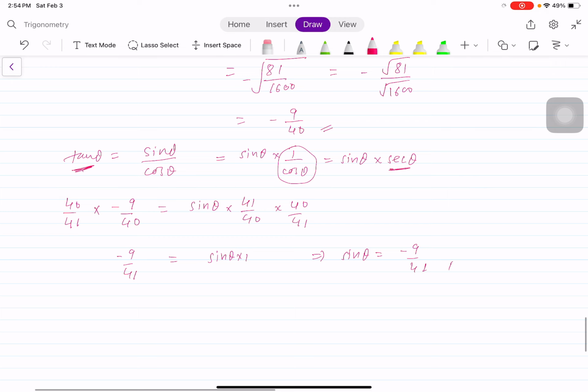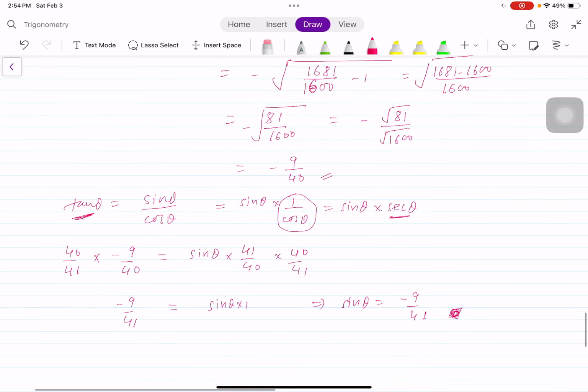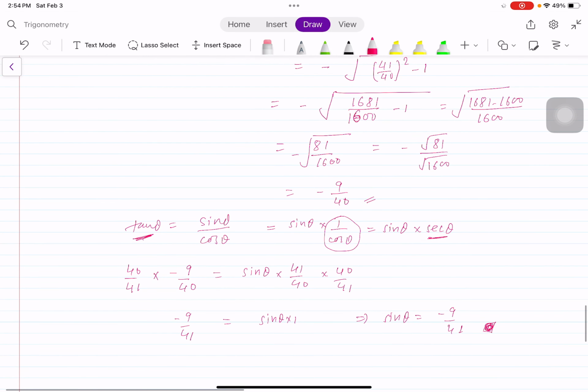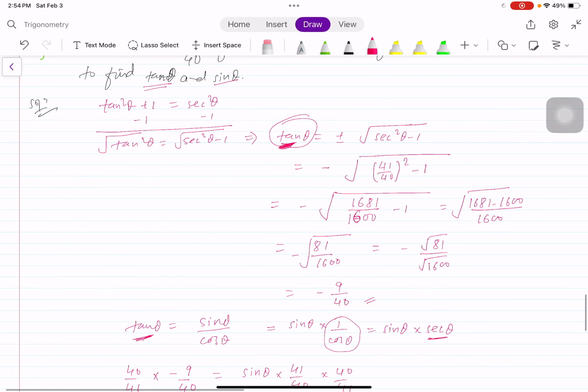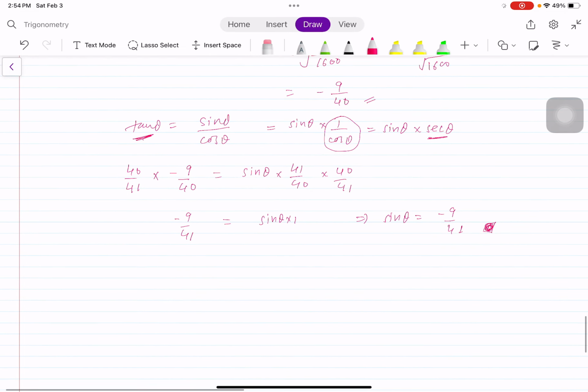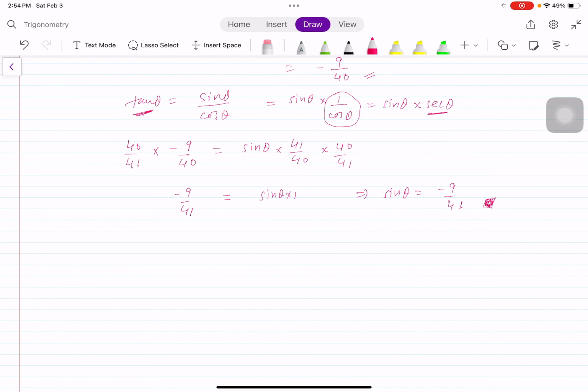So this is how we solve these problems. Remember, these mathematical steps are not unique, so there may be other types of steps from which you can get your answers. So be careful while you use your reciprocal identities, quotient identities, and the Pythagorean identity, which combined are called fundamental identities. That is all from this section. Next we will go to section 5.4 in the next video.